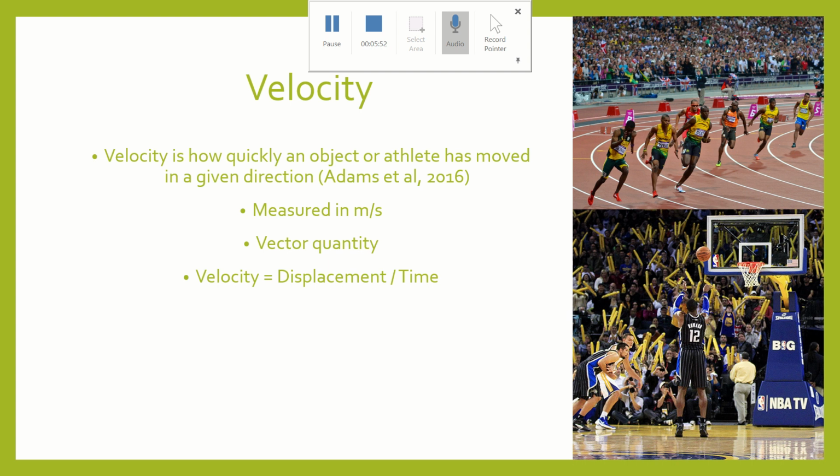Another example might be with a basketball during a free throw. For example, a basketball might reach the hoop in 0.78 seconds with a displacement of 6 meters. To find the velocity of the basketball, you would calculate 6 divided by 0.78, which equals 7.7 meters per second. So the basketball is traveling at around 7.7 meters per second when the athlete takes a free throw.